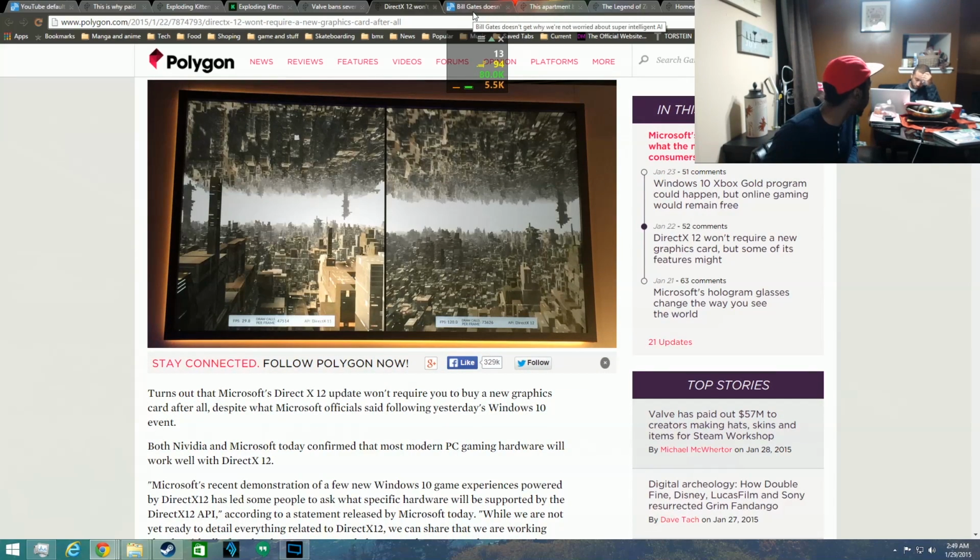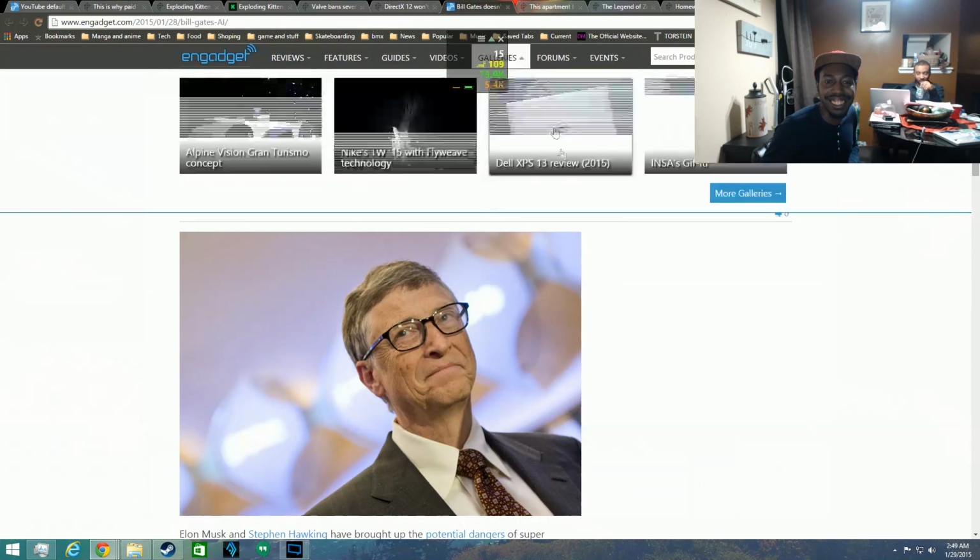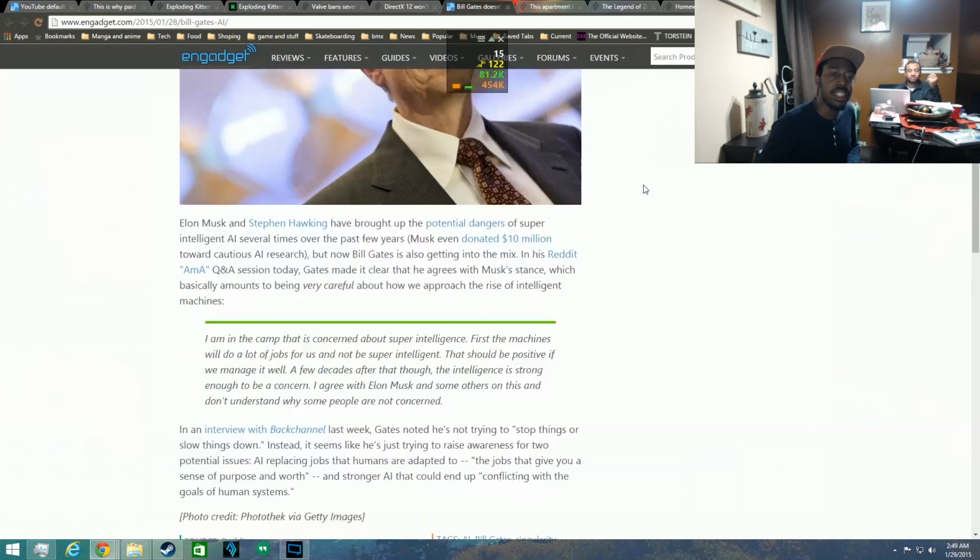Elon Musk already said it. Stephen Hawking said it. Now the great Bill Gates is also another one that's wondering why we're not worried about AI. So what he says is, I'm in the camp that is concerned about super intelligence. First, the machines will do a lot of the jobs for us and not be super intelligent. That should be a positive if we manage it well. A decade after that, the intelligence is strong enough to be a concern. I agree with Musk and some others on this and don't understand why some people are not concerned.